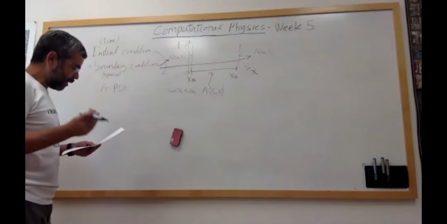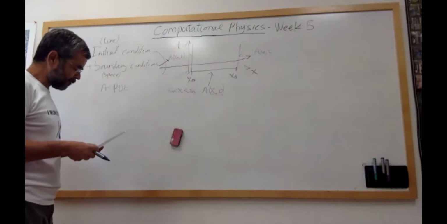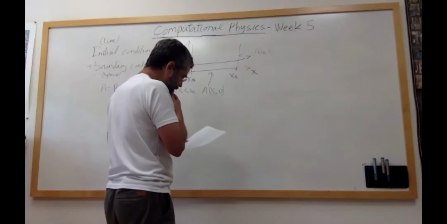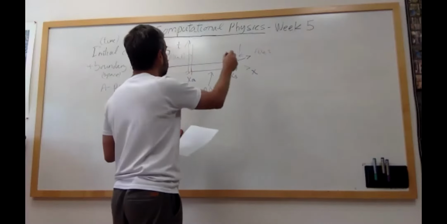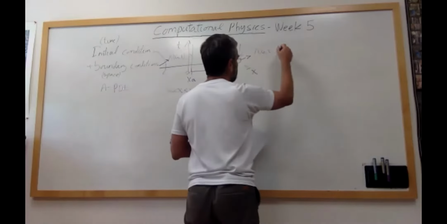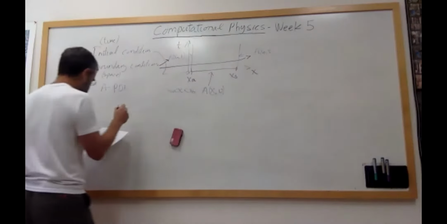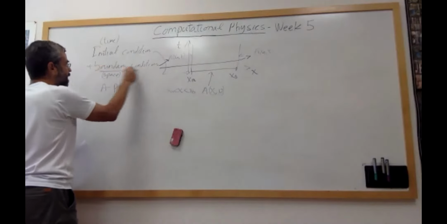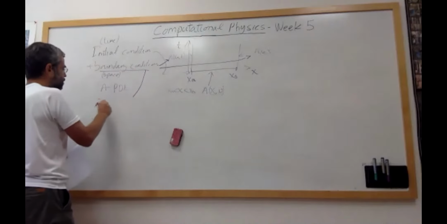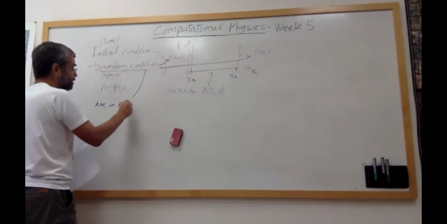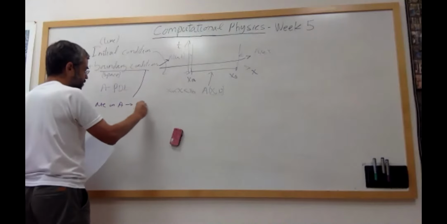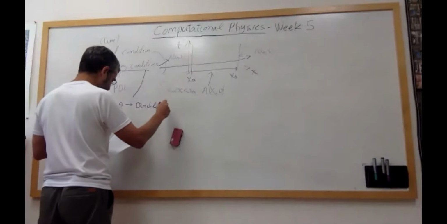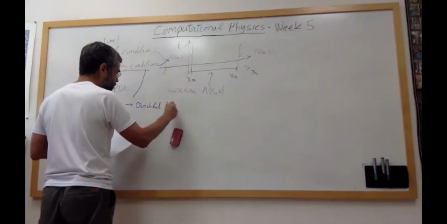Now, this kind of boundary condition is called the Dirichlet condition. If the boundary conditions are on A, then this is called the Dirichlet conditions, Dirichlet boundary.